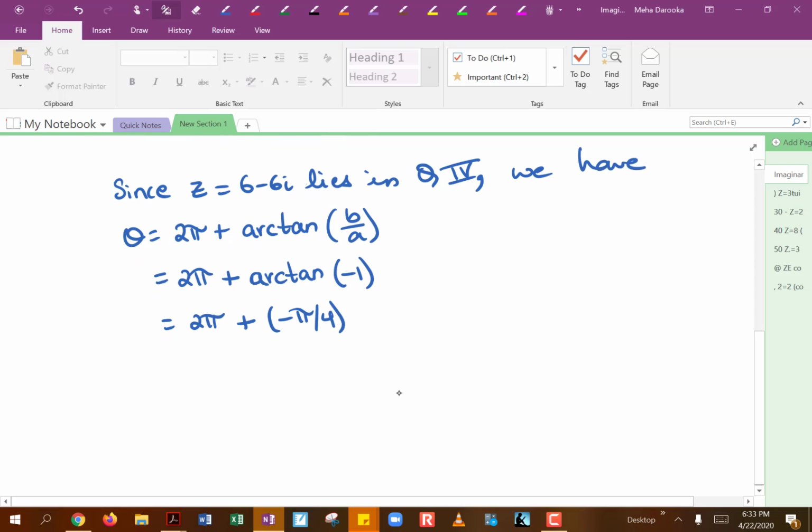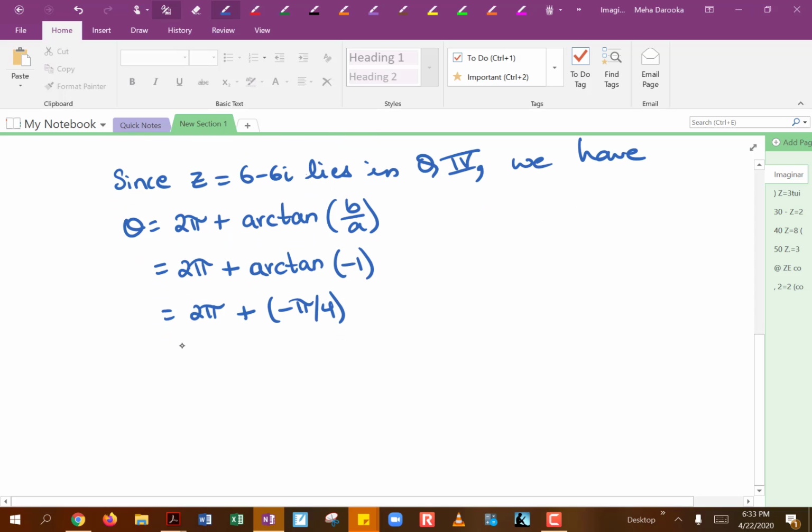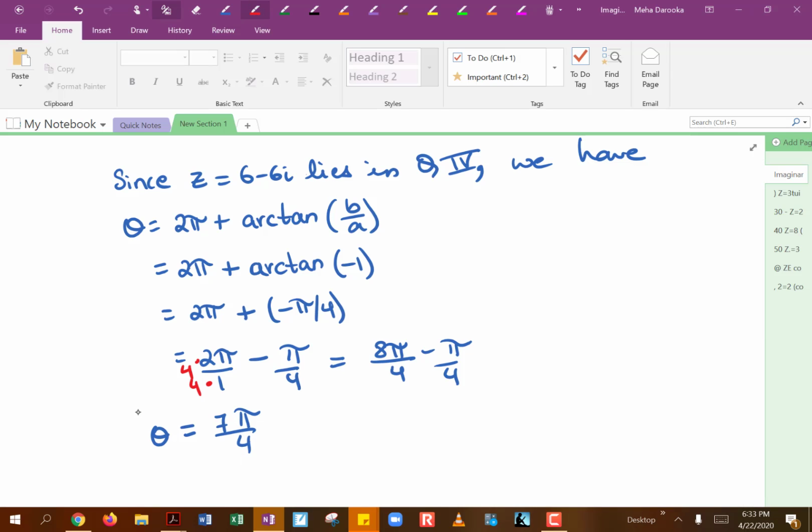So when you do 2 pi plus negative pi over 4, of course that will come out to be 2 pi minus pi over 4. Now we'll of course need to find our common denominator here if we're going to subtract these two numbers, and you will end up getting 8 pi over 4 minus pi over 4, and of course that will come out to be 7 pi over 4 as our theta value.